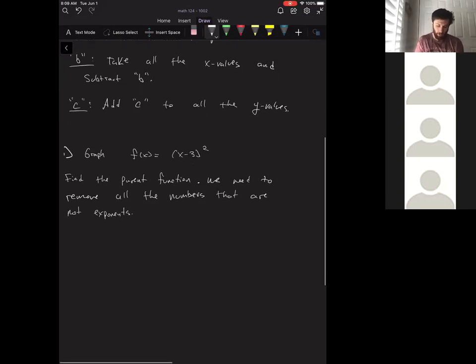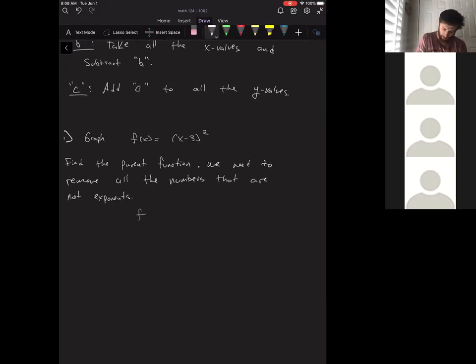Okay, so in this particular problem, let's rewrite the thing. What we're trying to graph is this: f of x is equal to x minus 3 squared. So the first thing we need to do is find the parent function. Like we said above, we have to get rid of every single number that's not an exponent. The only number we see is this minus 3, so we're just going to get rid of that number. And what we're left with is just this x and then the power of 2. So the parent function here is just going to be x squared.